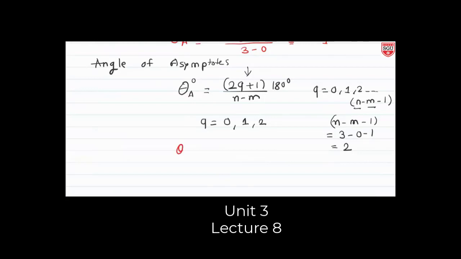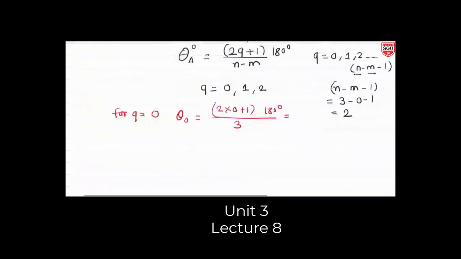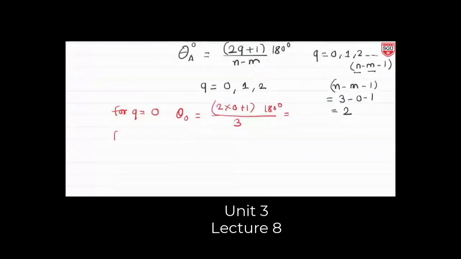Theta for 0 means here what we have to do, 2 into 0 plus 1 into 180 degree divided by 3. Tell me the answer. It is for q is equal to 0. Same way for q is equal to 1, for q is equal to 2. Theta 1, theta 2. So tell me the answers of these.